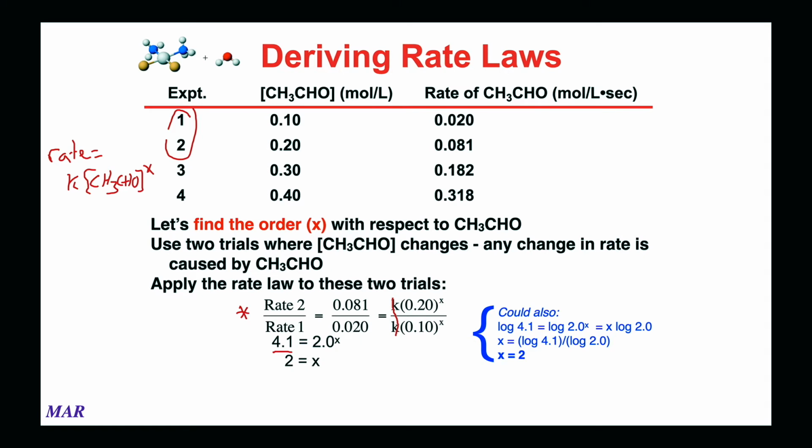If X was 1, then 2 to the 1 is 2. So if rate 2 over rate 1 was about 2.0, then we'd say X was a first-order reactant. It's not a first-order reactant. So let's try if X equals 2. 2.0 to the second power would be 4. Hey, that's looking pretty close there to 4.1. So X equals 2. This is a second-order reactant.